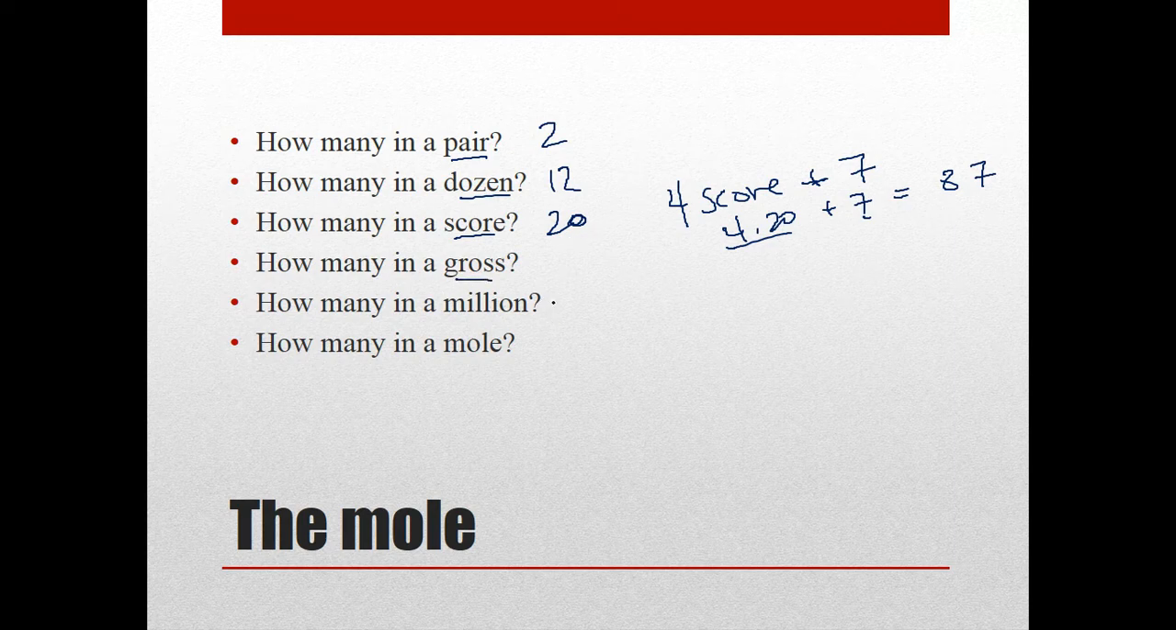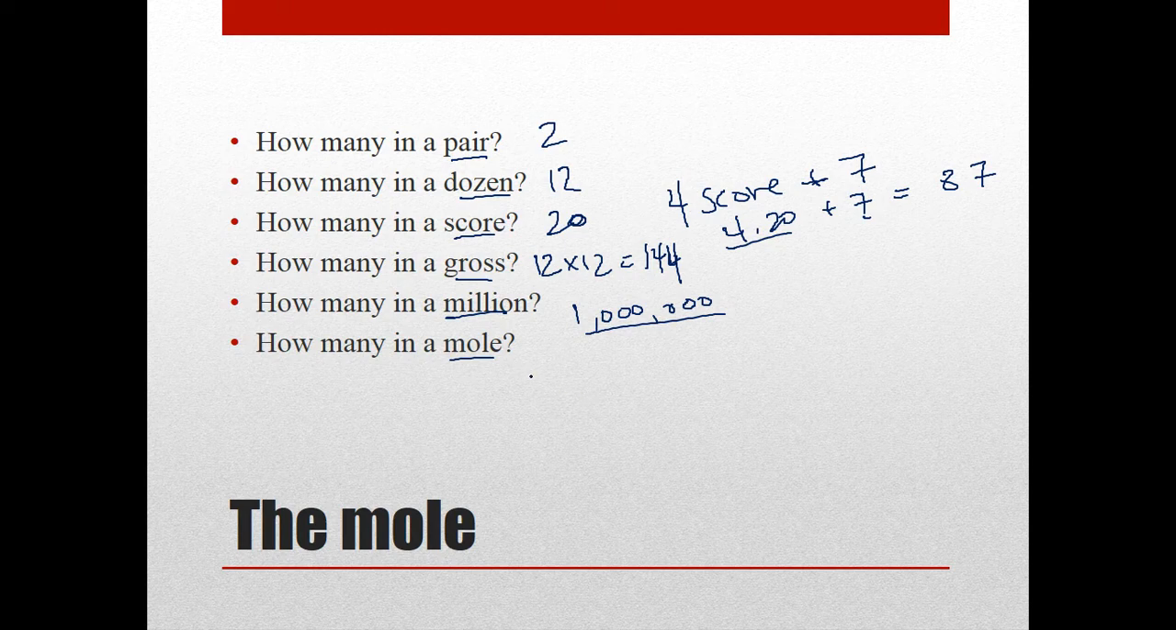A gross is a dozen dozens. So we have a dozen dozens or 144 things. So if I have a gross of desks, I have 144 desks. If I have a gross of stickers, I have 144 stickers. If I have a gross of bouncy balls, I have 144 bouncy balls. A million, this one's kind of obvious. There's 1 million things in a million. So if I have a million cats, I have this many cats. If I have a million people, I have 1,000,000 people.